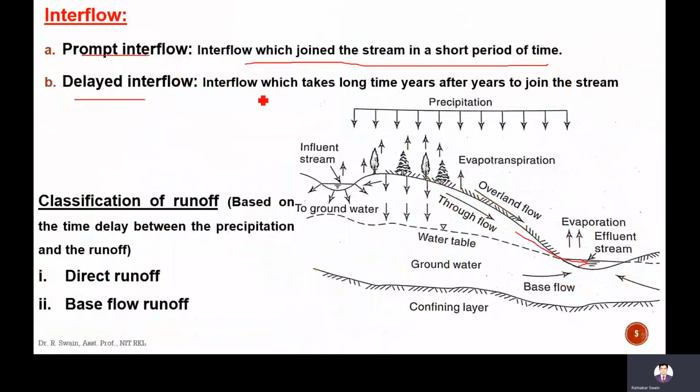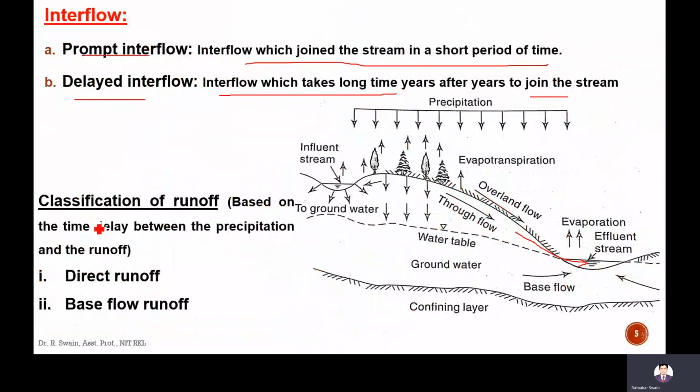Delayed interflow means the interflow which takes a long time, it may take years after years or months after months. It joins the stream through the layers of the rocks, through the deep layers of the soil. So gradually there is slow movement of the water in the soil, and it joins the stream. It takes long years, months after months. So these are called delayed interflow.